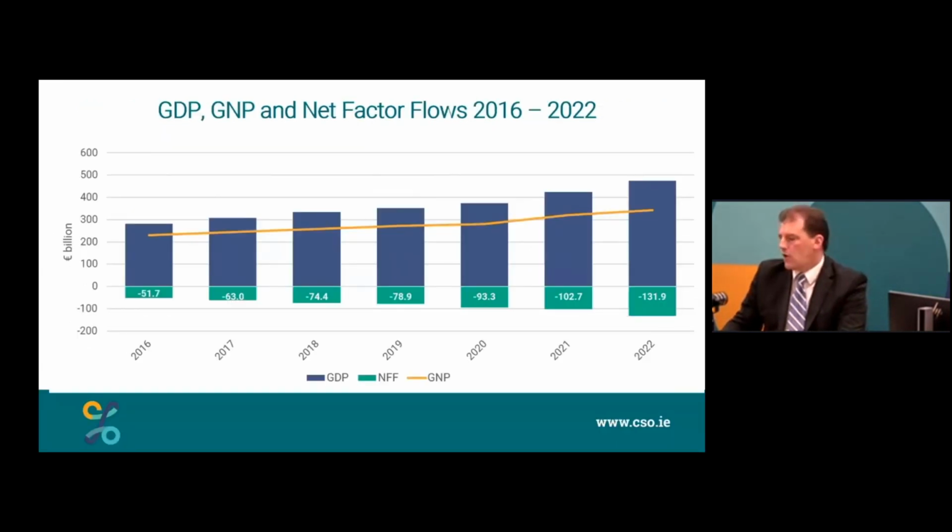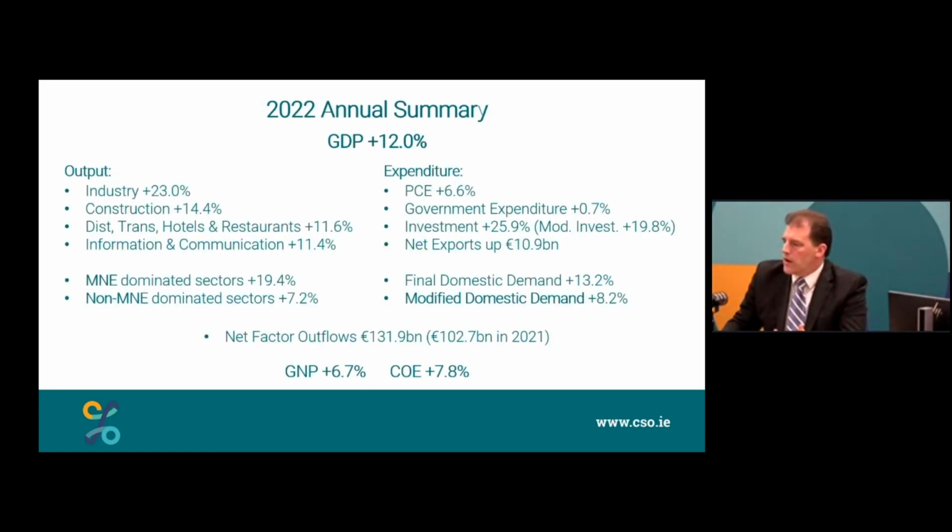Taking the resulting profits from those M&Es out, that's about 131, nearly 132 billion of profits out of the economy. It takes us down to GNP, the GNP result of 6.7% growth. So weighing all that up, the first look we can get at 2022 and try to interpret what happened in 2022 over 2021. We see a strong GDP result of 12%.